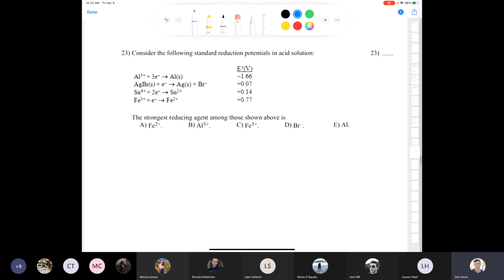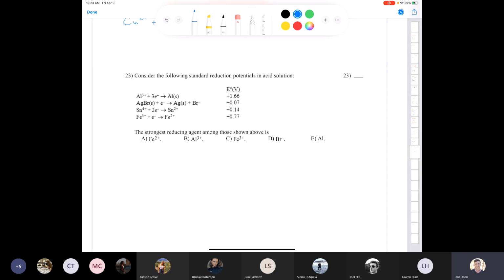Let's take a look at question number 23. It says, consider the following standard reduction potentials. So these are given to you. You don't even have to look them up. The strongest reducing agent among the above is, well, you remember that when we look at the table of standard reduction potentials, and I posted a couple different ones in the slides, and then there's one at the back of our book, right?